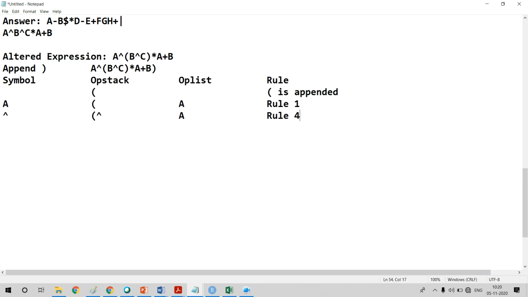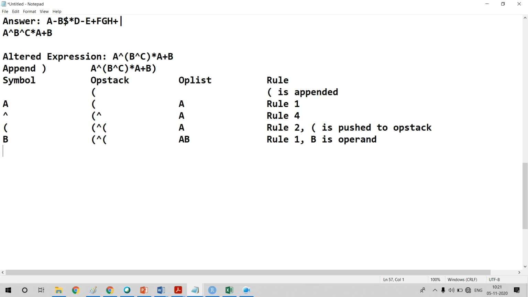This is as per rule number 4. If it's an operator, add that to OP stack. The next symbol is open bracket, add that to OP stack. Rule number 2 is open left parenthesis pushed to OP stack. The next symbol is B. B is an operand, add that to OP list because of rule number 1 which says that if it is an operand that must be pushed onto OP list.